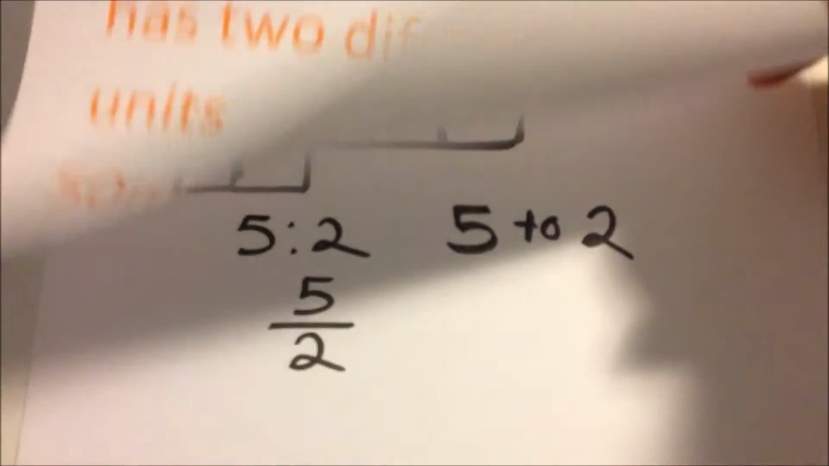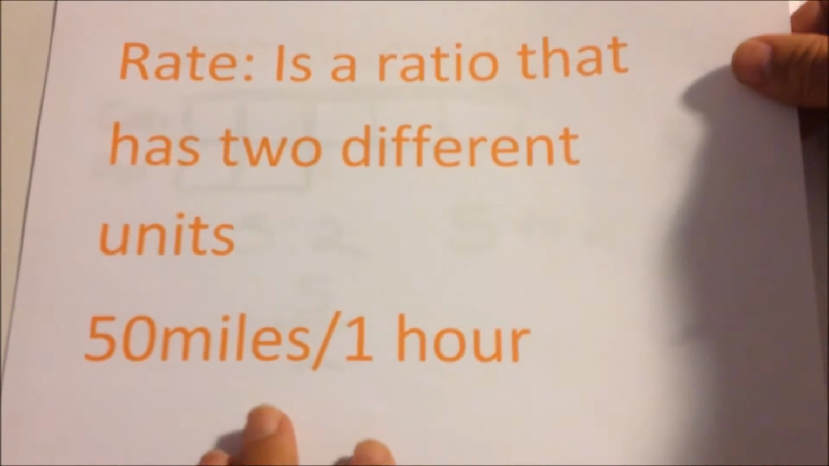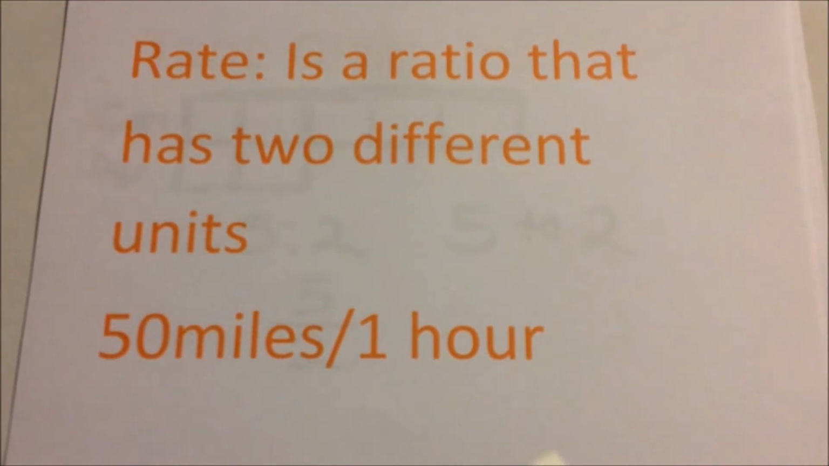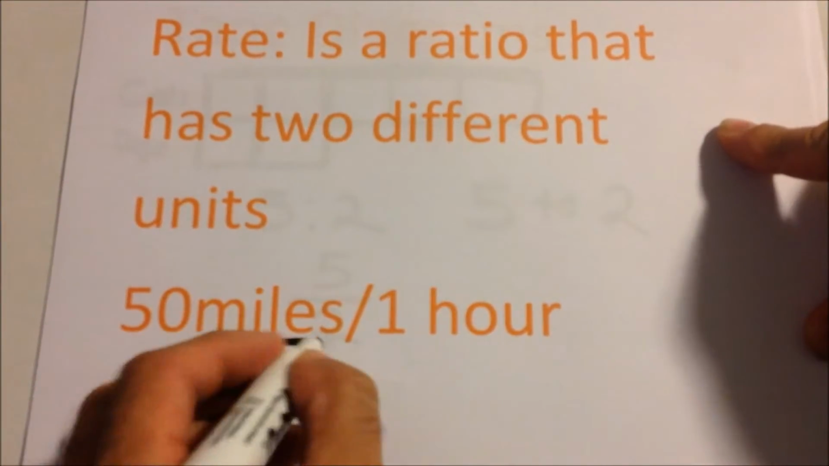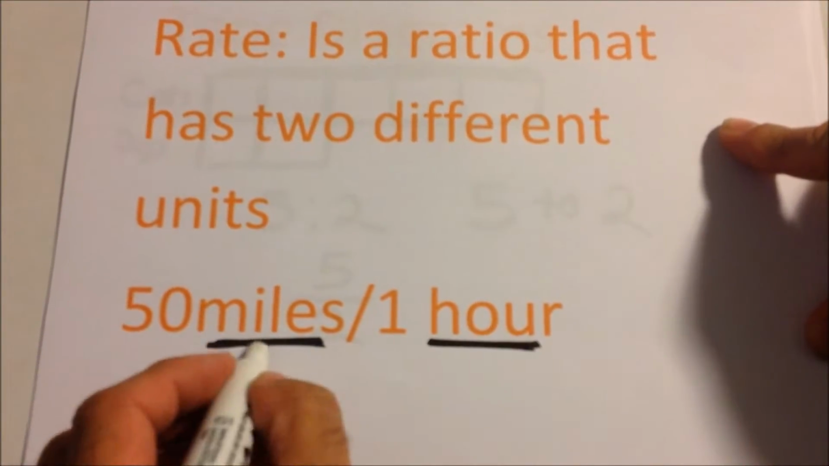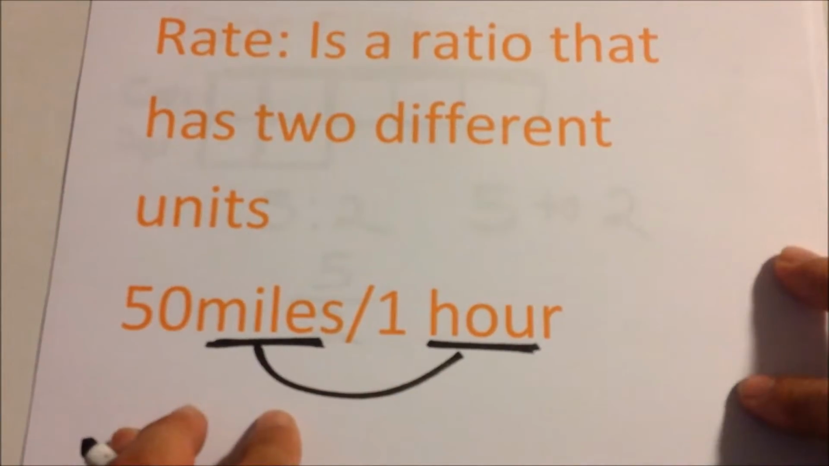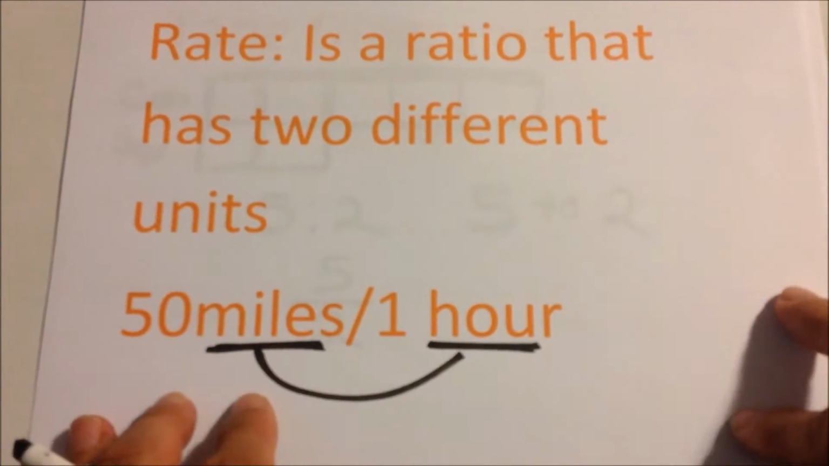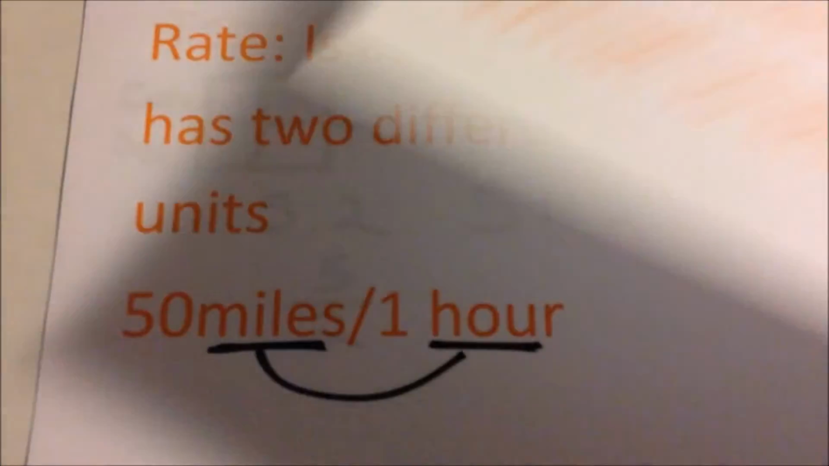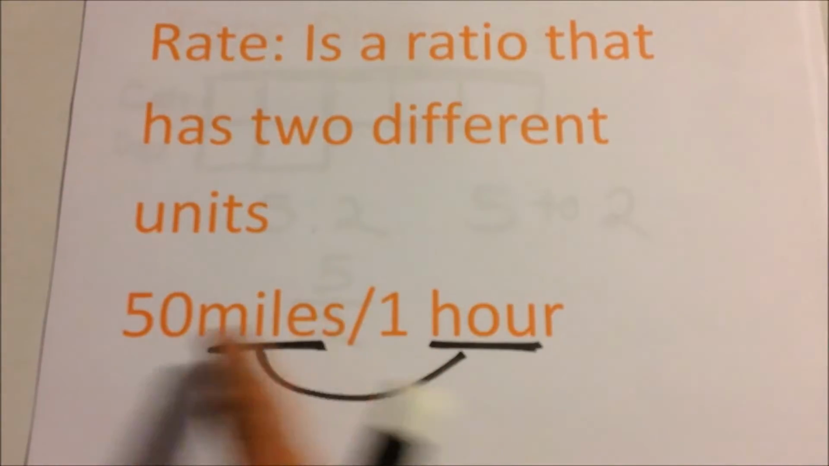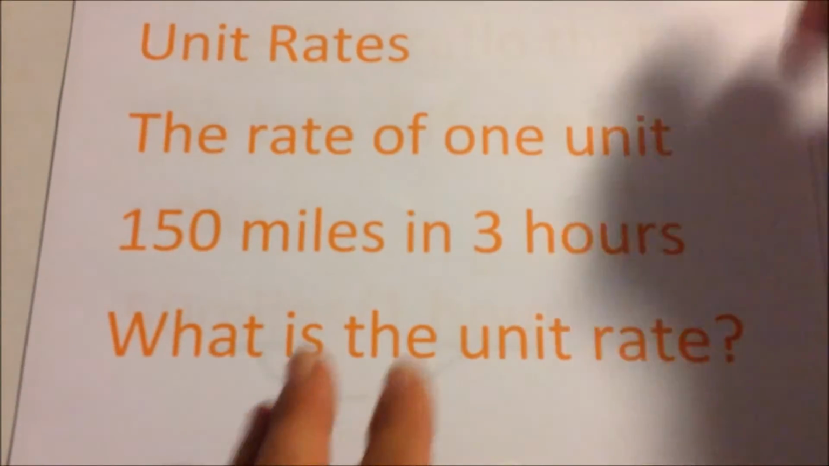Okay, and our next topic we're going to talk about is a rate and unit rate. So a rate is a ratio that has 2 different units. So for example, we have 50 miles, that's 1 unit, and hours. So there's 2 different units here, and that's what a rate is. So this car, for example, is going 50 miles in 1 hour. Now unit rates, they're the rate of 1 unit. This right here is actually a unit rate because it's 1 hour. So unit rates are the rate of 1 unit.